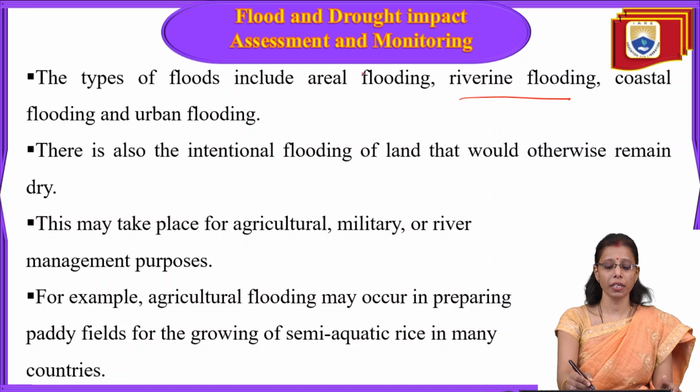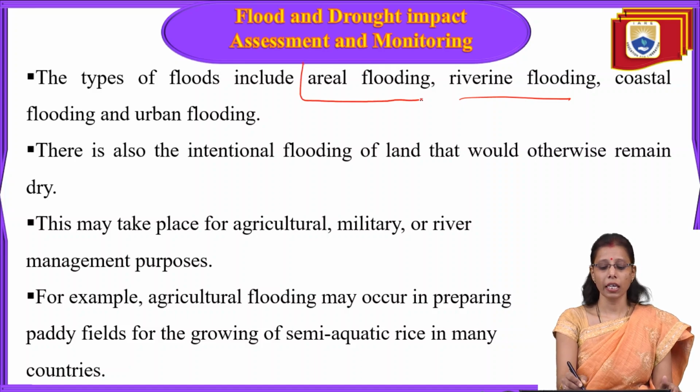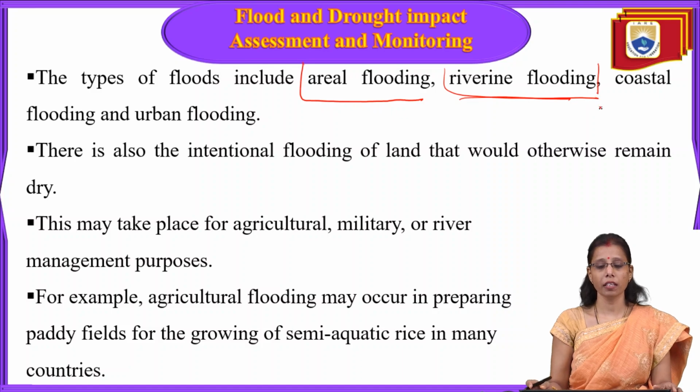If you see the different types of flood we have, here is aerial flooding. So what is aerial flooding? Aerial flooding is when an entire area, either a village or city, is entirely covered with water and flooded, and that is called aerial flooding. Now riverine flooding, what is riverine flooding? The riverine flooding is due to overflow of the rivers. Overflow of the rivers, how does it happen?